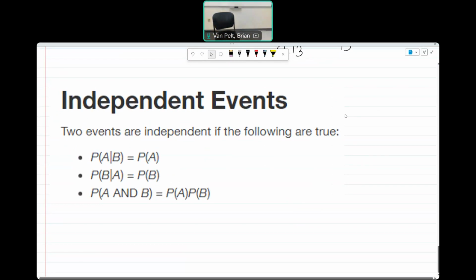Things like rolling a die over and over again, flipping a coin over and over again. If I take a coin and a die and throw them both at the same time, those are independent. Whatever comes up on the one has no influence on the other one.